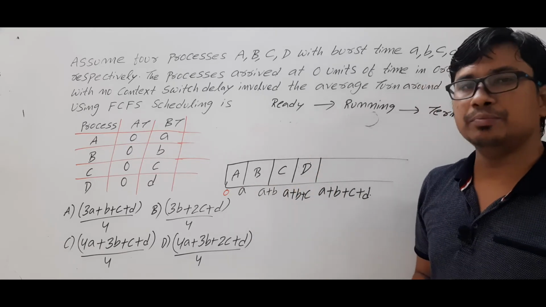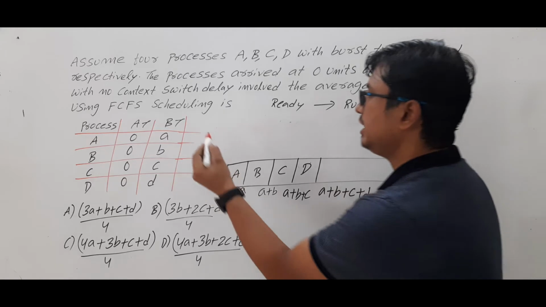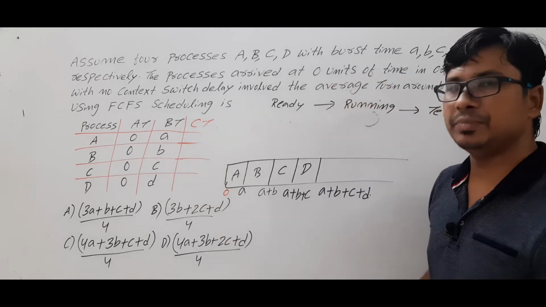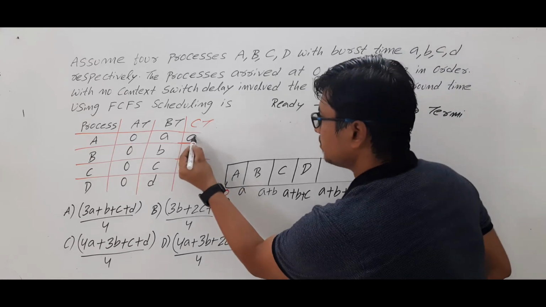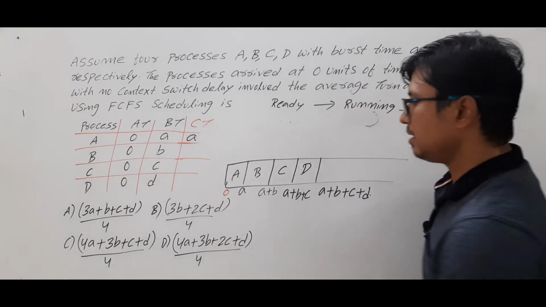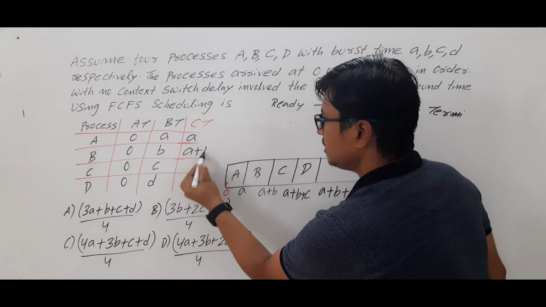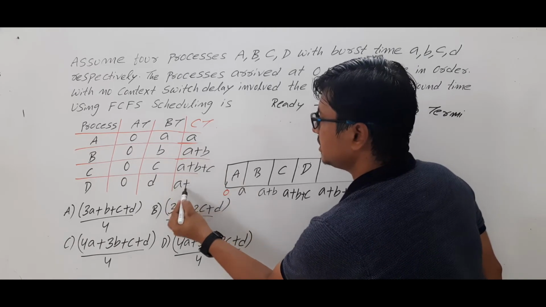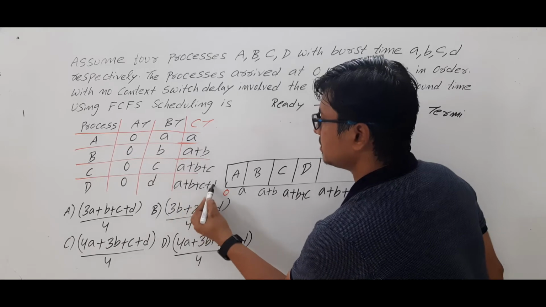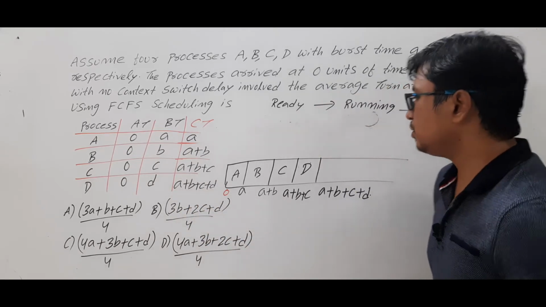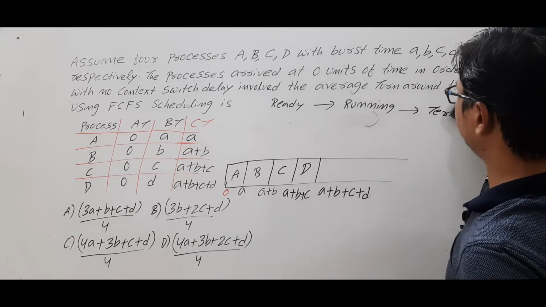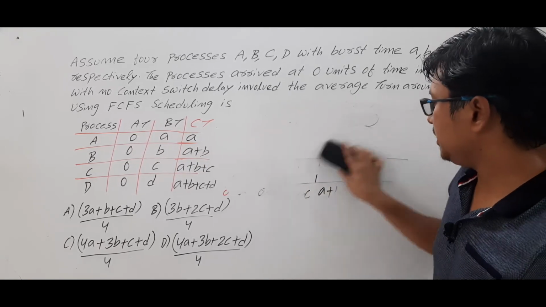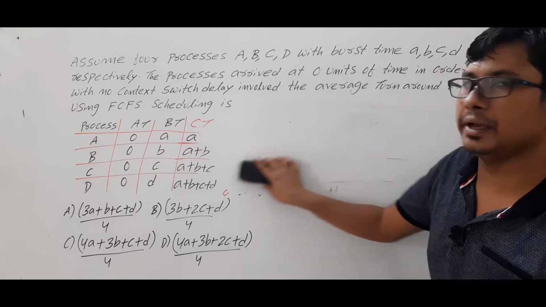Now we need to compute the completion time of each process. By looking at the Gantt chart, we can find the completion time. Process A has completed at a units of time, process B at a plus b, process C at a plus b plus c, process D at a plus b plus c plus d. So now the purpose of the Gantt chart has been completed. We can erase it. Now we need to compute the turnaround time.